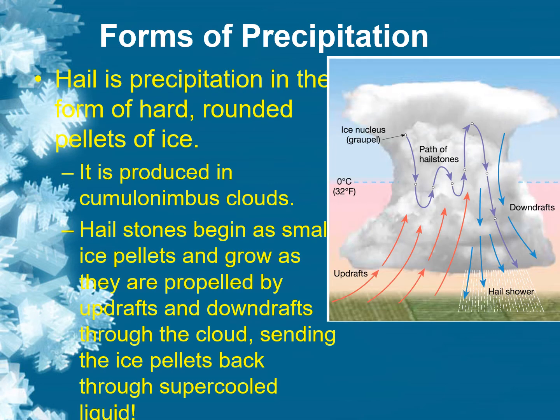Okay, so here is a nice drawing showing that you begin with graupel, ice nuclei, in the higher levels of the cumulonimbus cloud, and then it goes on this path up and down with updrafts and downdrafts until it becomes big enough to fall to the ground.